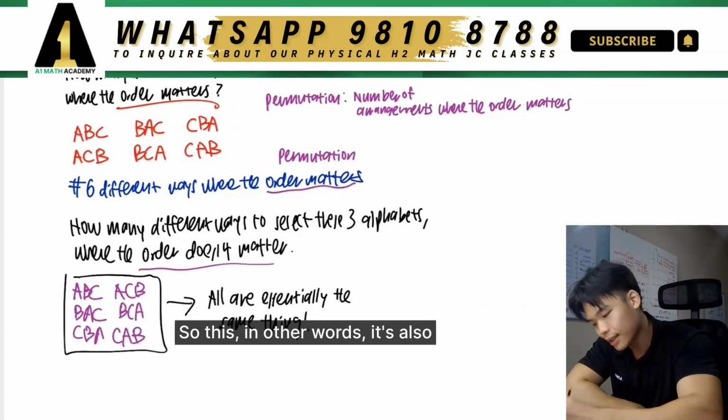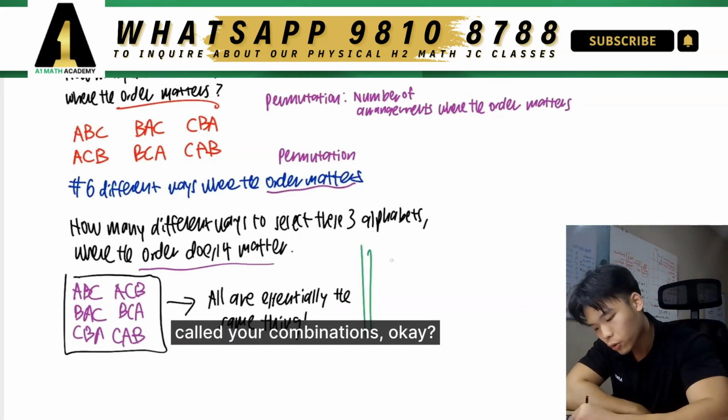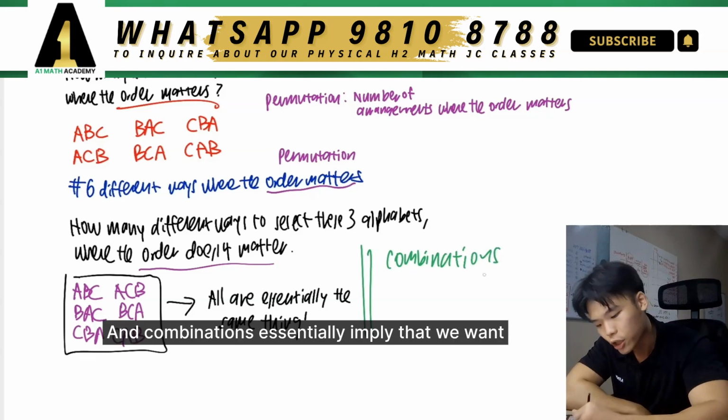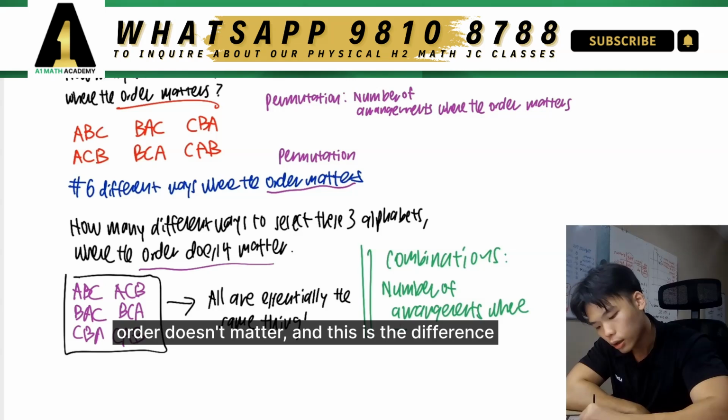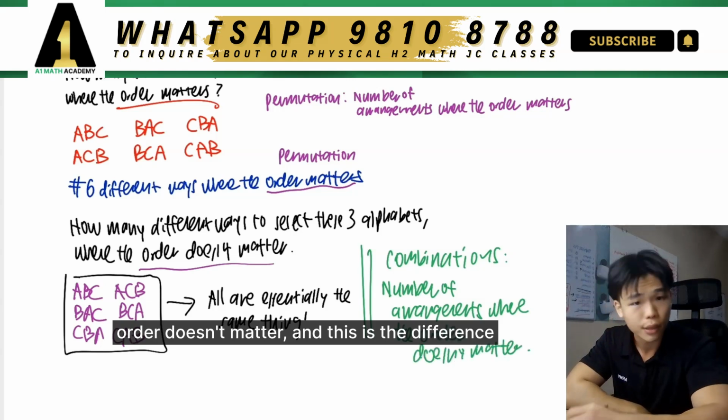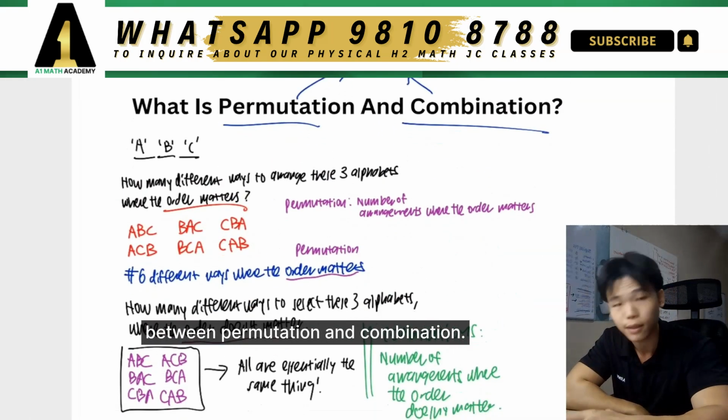So this, in other words, is also called your combinations. Combinations essentially imply that we want to find the number of arrangements where the order doesn't matter. And this is the difference between permutation and combination.